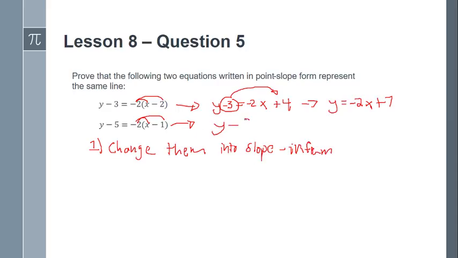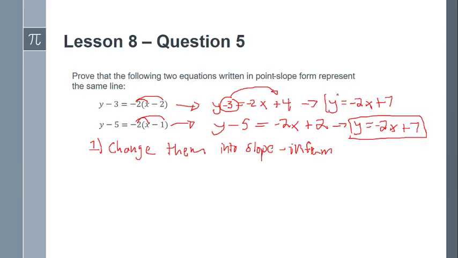All right, so once I distribute the -2 on the right-hand side of the equation, we get y minus 5 is equal to -2x plus 2. And then notice that my next step to get y by itself would be to add 5 to both sides of the equation. So then I would get that y is equal to -2x plus 2 plus 5, so 2 plus 5 is 7. And then now look at the two equations here. They are identical. And that's how I know that these two represent the same line.